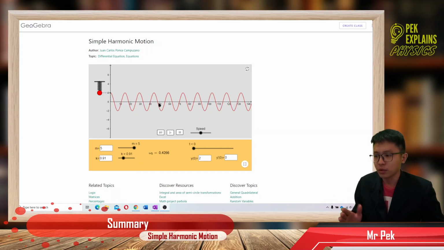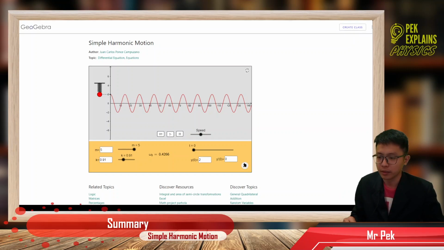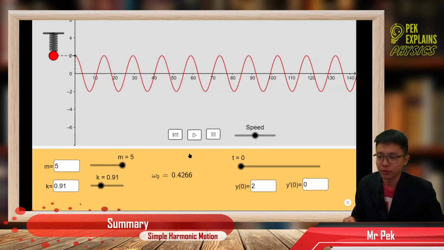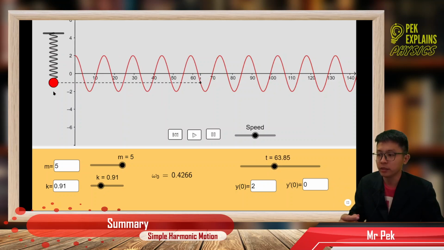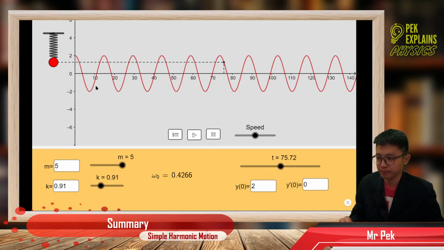Here we have a spring mass system. It exhibits simple harmonic motion. We always call it an oscillation. Let me show you. Okay, let's play. See that? The spring mass system oscillates up and down, up and down, up and down, repeating itself over and over again with a certain period.